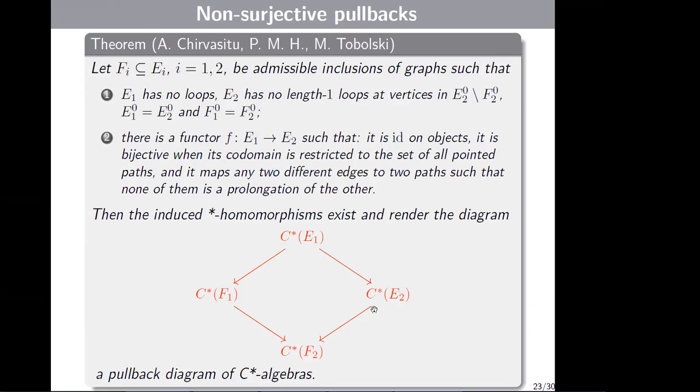Now, E2 has no length 1 loops at the vertices which are beyond F2. So I look at all vertices in E2 which are not in F2. Remember, F2 is a subgraph. And I do not allow that these vertices have a loop.